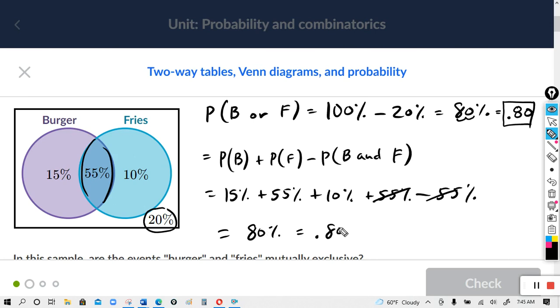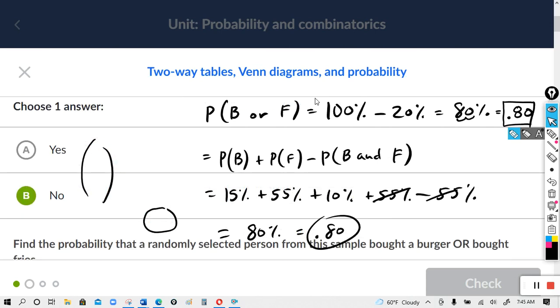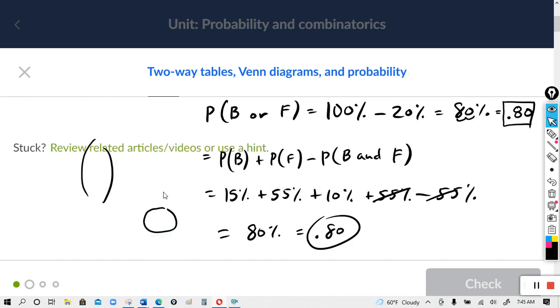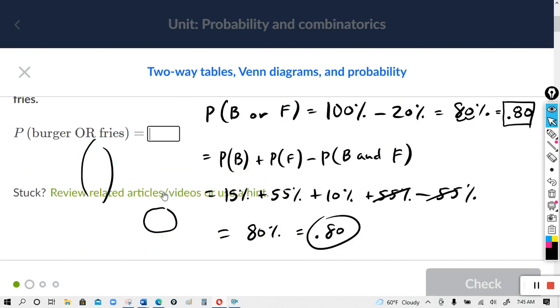So it's still just 0.80. Okay, same answer, but the first method is much easier. So just enter 0.80 in the box right here. Probability of burger or fries is 0.80.